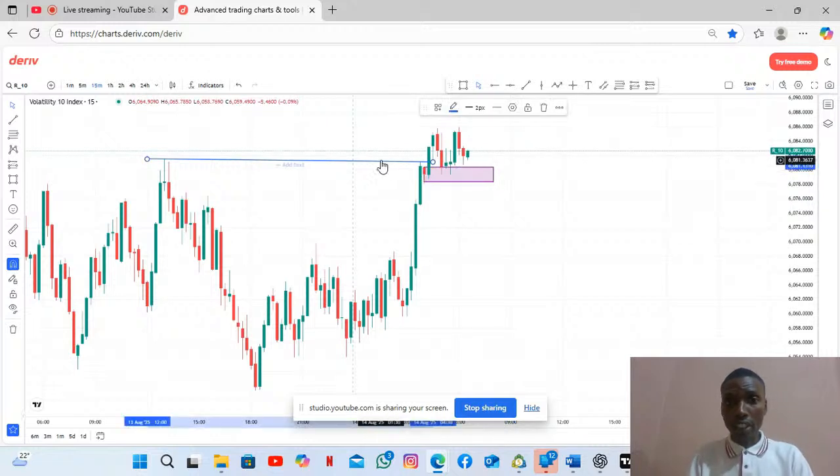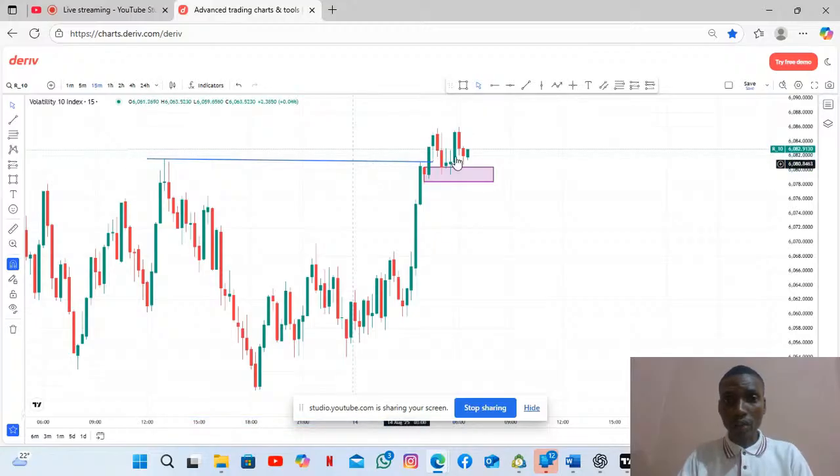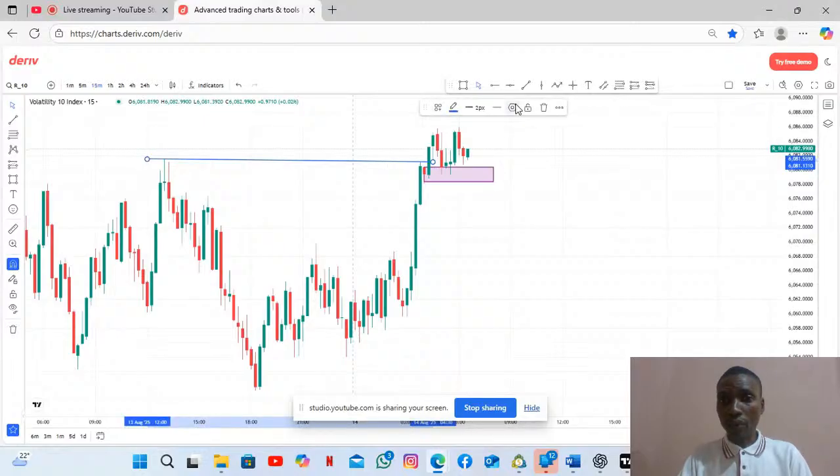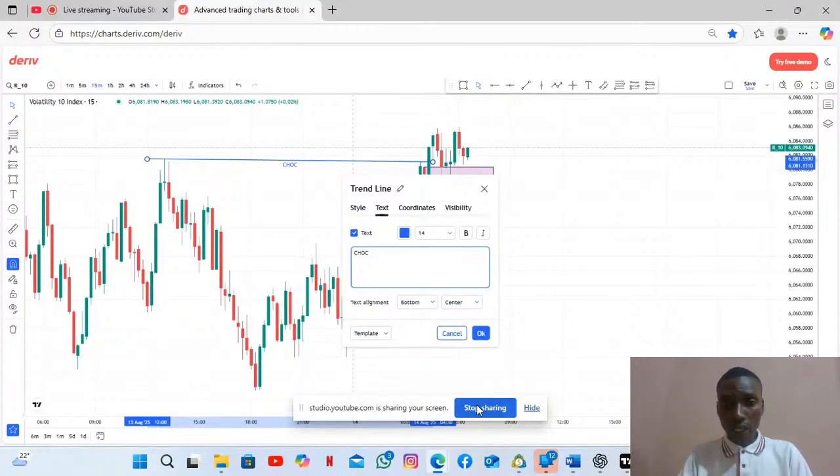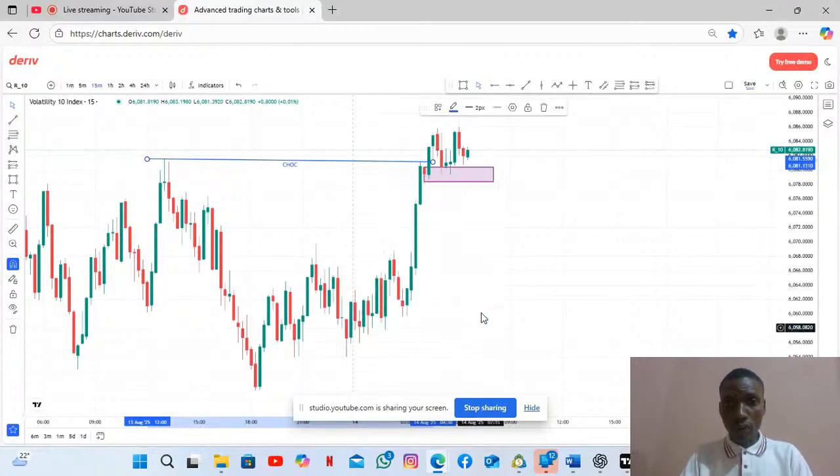I'm inside this trade because I saw the opportunity. A change of character has occurred at this point. So the best thing we have to do is to buy. If you have your personal account, the best thing you can do is to buy.